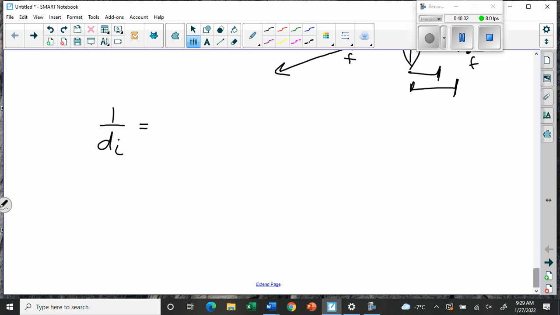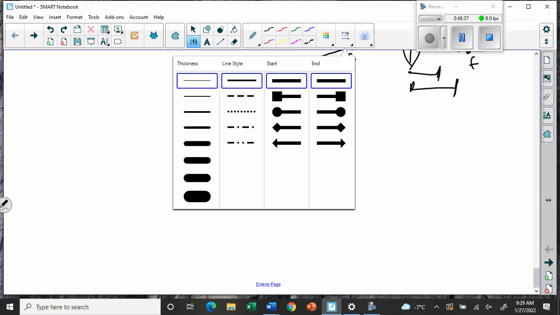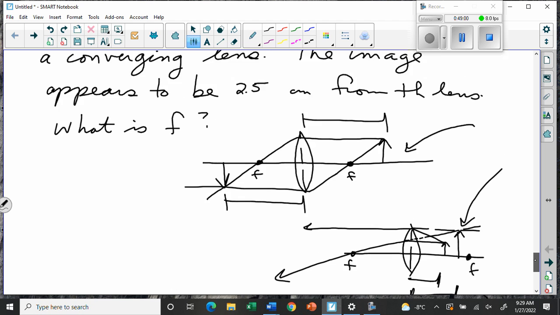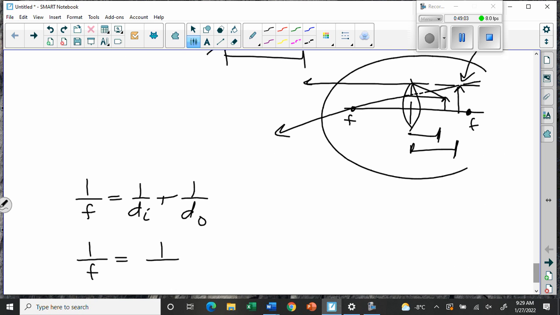So if we do the minus, let's start again. 1 over F equals 1 over DI plus 1 over DO. And we know that this is a converging lens, so we know the F is going to become positive. So we hope that it works out to a positive number, or else we've got a problem, right? So let's see what happens. We're going to use our DI of 2.5, but we're going to say that it's negative because we think that this is the scenario and we think it's a virtual image. So we'll use negative 2.5, and then we have plus 1 over 2.